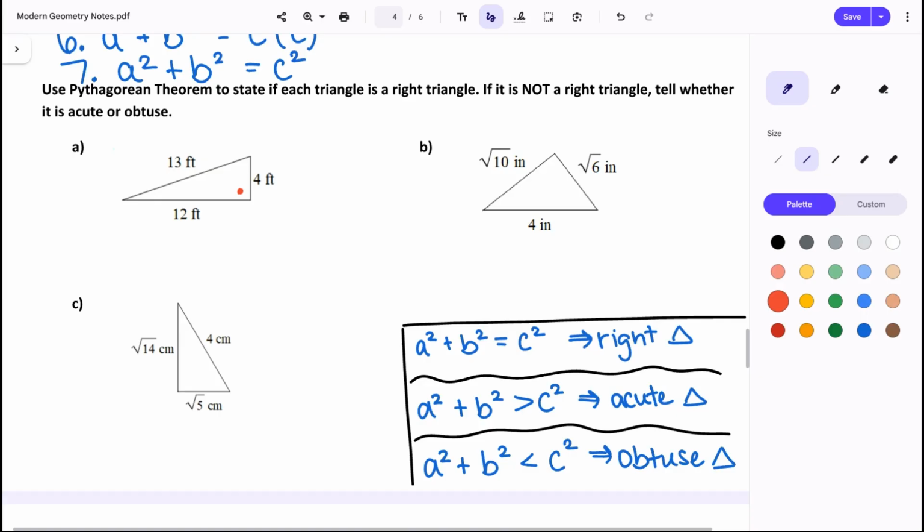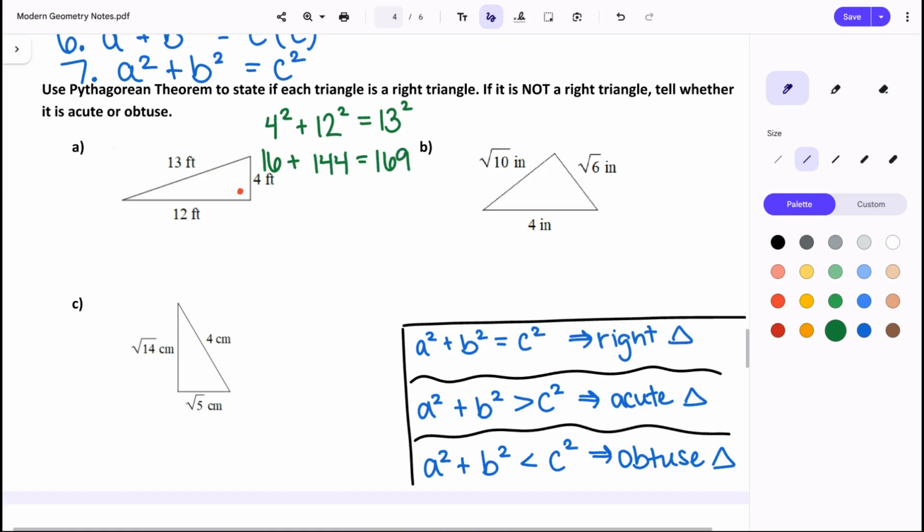So what I need to do is set up my a squared plus b squared equals c squared and see if it checks out, see if the math matches. So what would be your A and your B? Good, the 4 and the 12, which means 13 has to be your C. Okay, so now let's do the math. What's 4 squared and what's 12 squared? Okay, 13 squared.